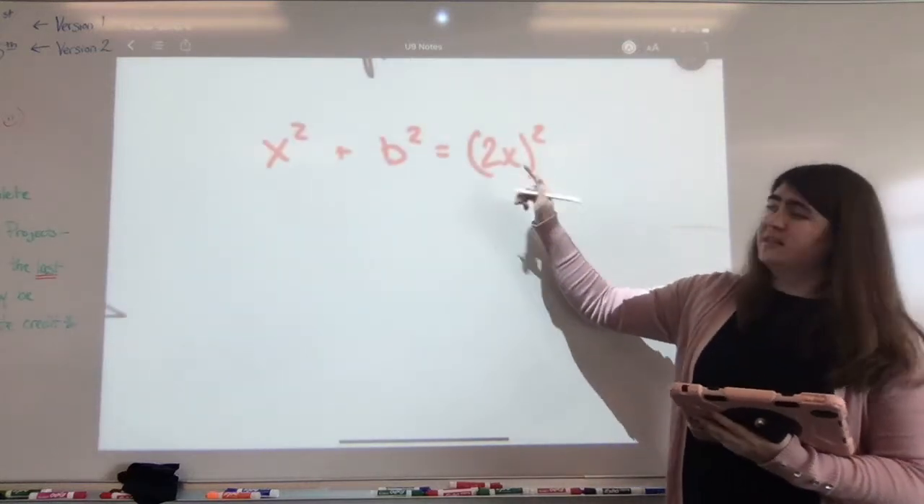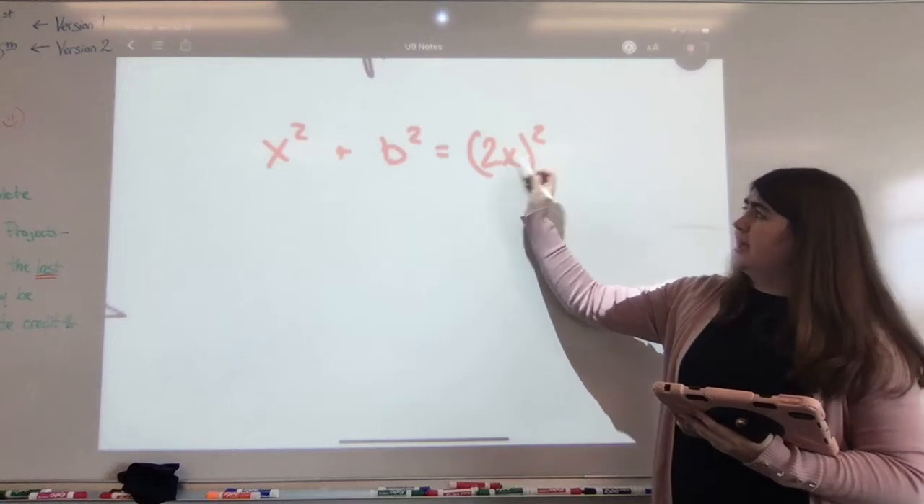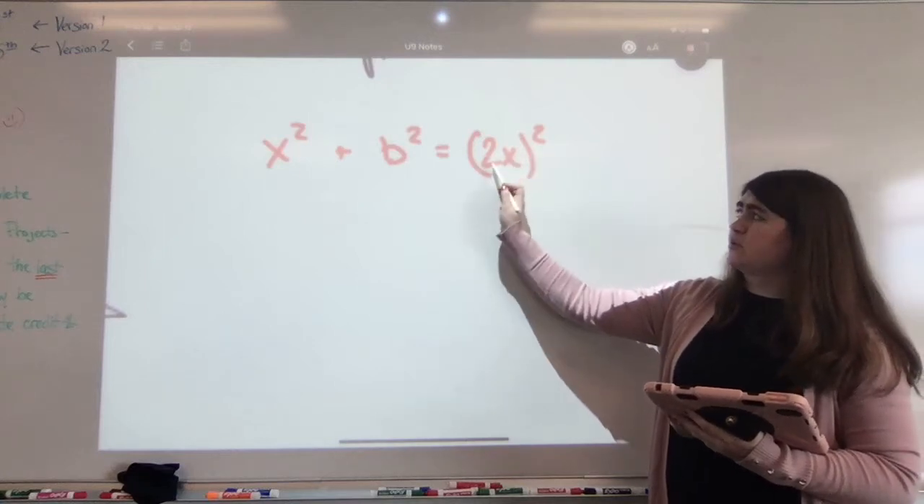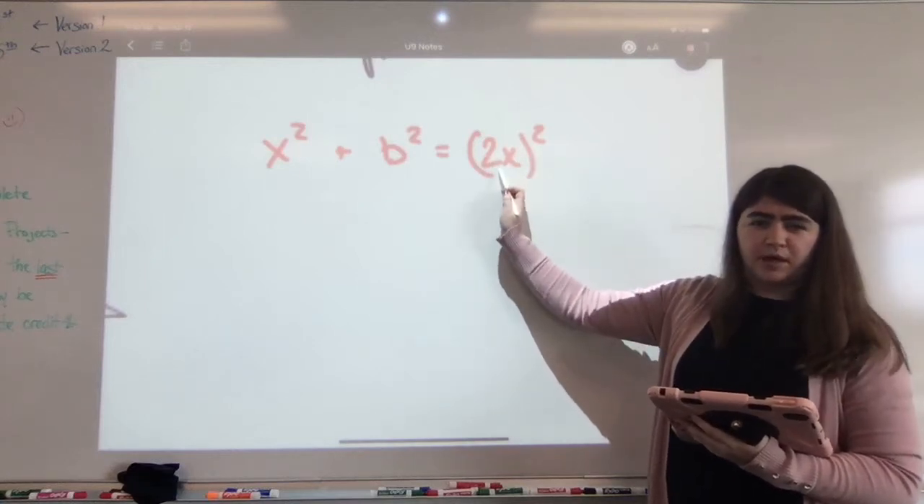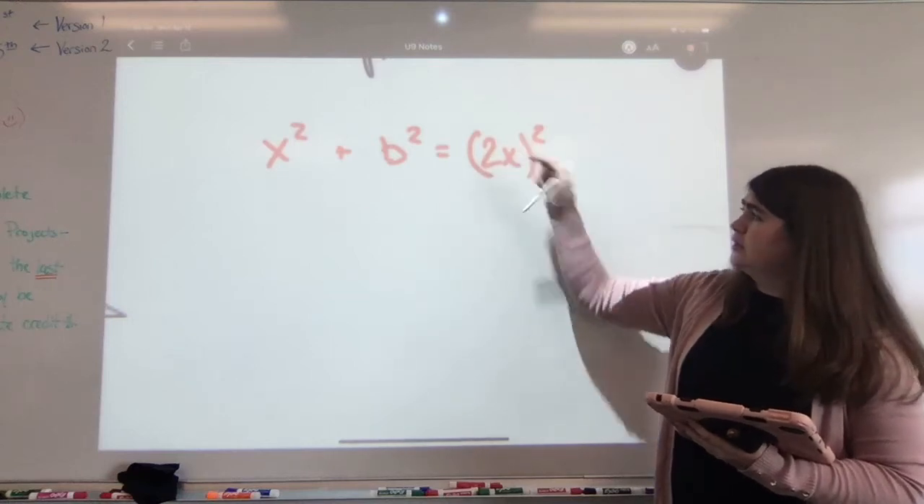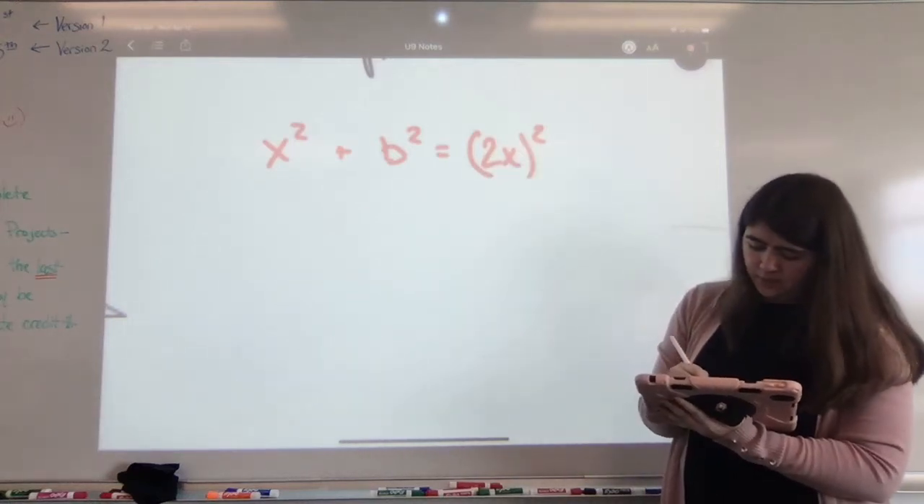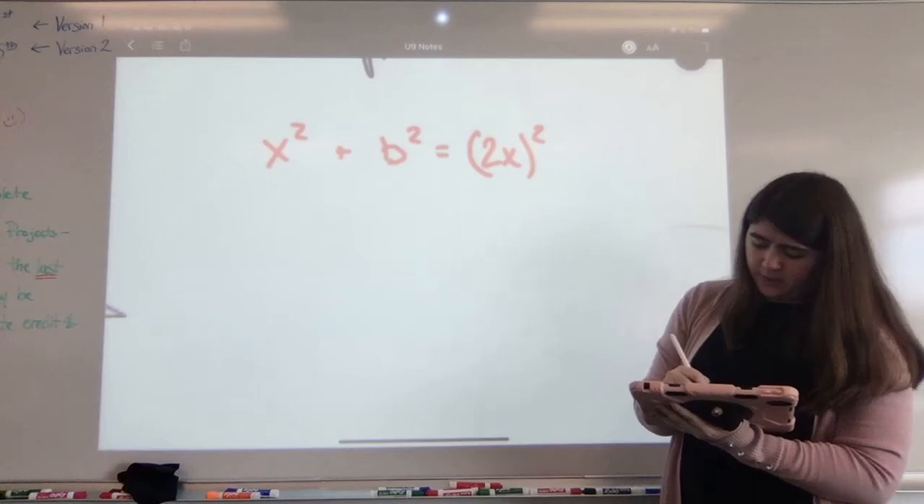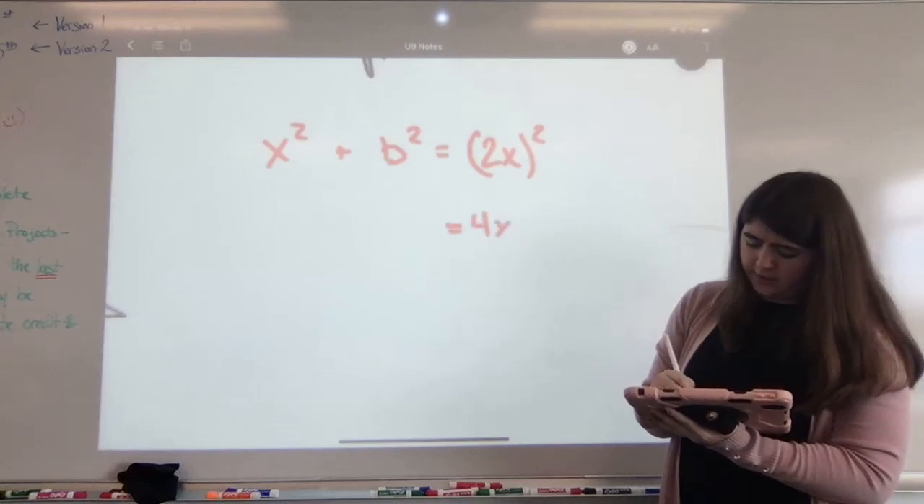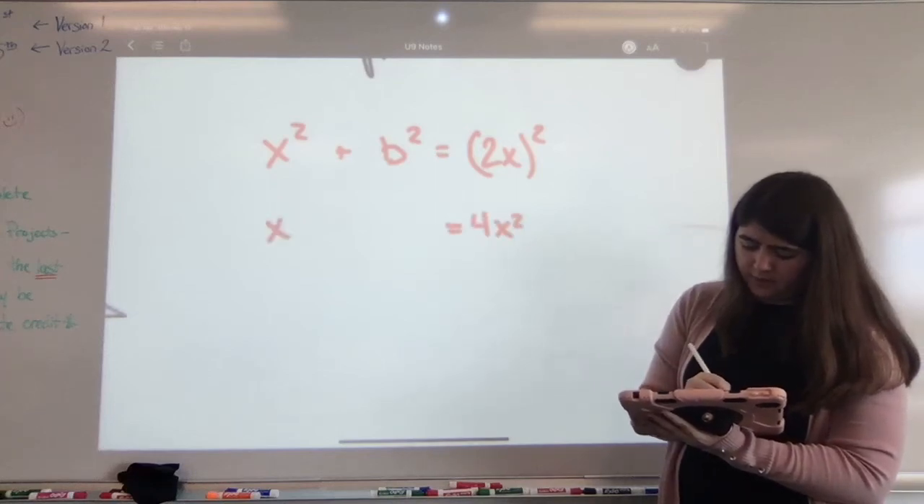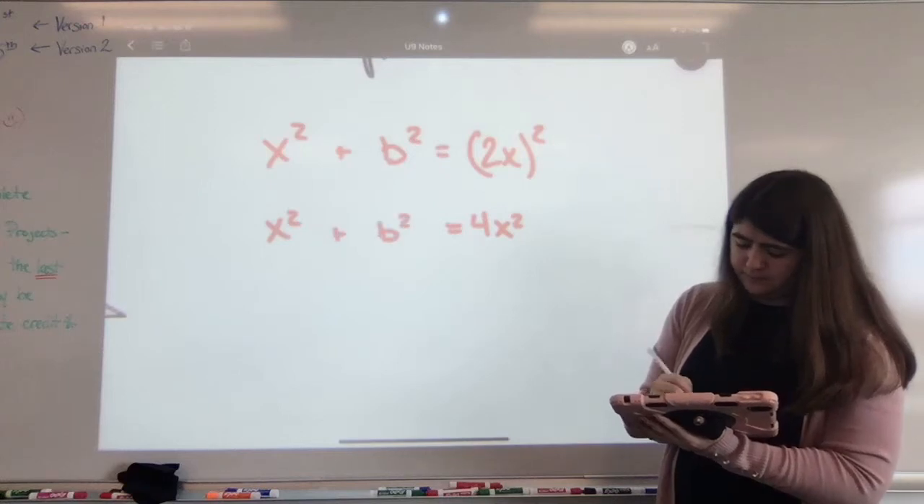I'm going to start by simplifying this out. When I have (2x) squared, that means I'm squaring both pieces because this is multiplication. So I have 2 squared, which is 4. And then x will still be x squared. So I have 4x squared, and that's equal to x squared plus b squared.